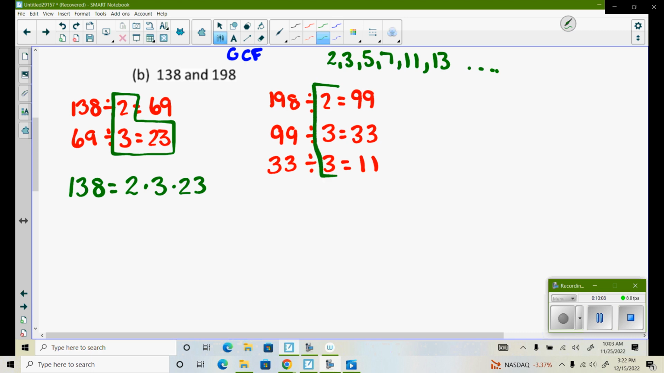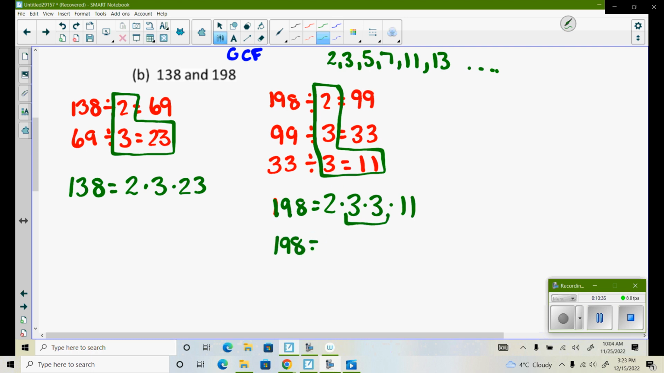Drawing my hockey stick around all of my prime numbers, and then I'm going to list them out. So 198 is equal to 2 times 3 times 3 times 11. And now I have 2 3's, so I can actually write that as a power. So my final answer for that would be 2 times 3 to the power of 2 times 11.